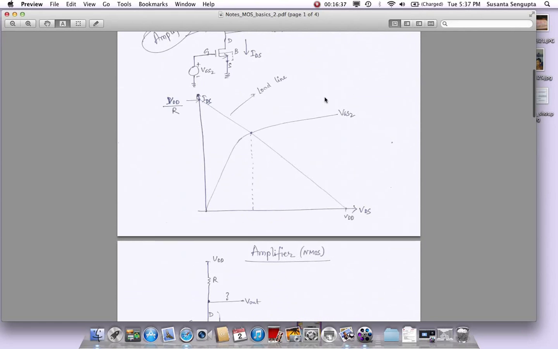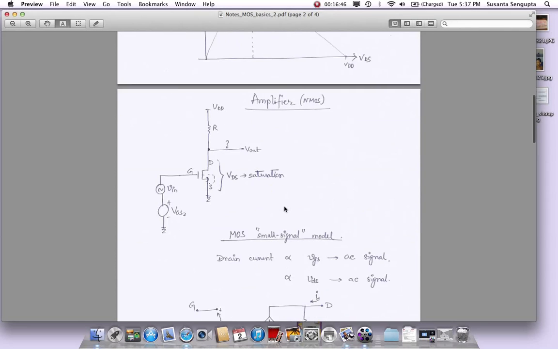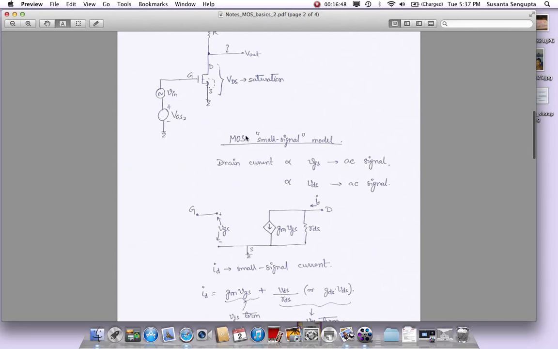This plot will not tell us what the gain is. It's not that straightforward. You can do it, but it gets complicated from this plot to figure out what my voltage gain from input to output is. To find that, we go to the MOS small signal model.